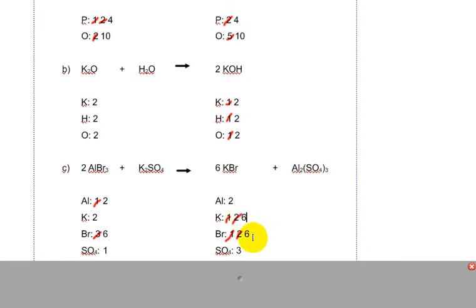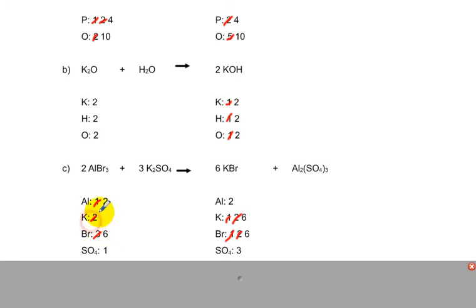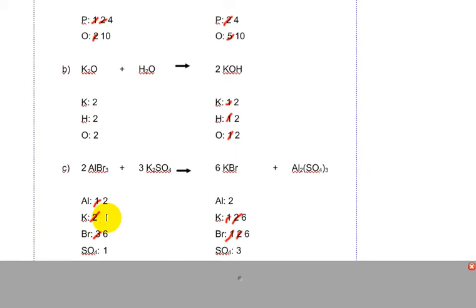So 6 bromides, 6 potassiums. To get 6 potassiums on this side, for every potassium sulfate here, you can see I have 2 Ks. So if I put a 3 in front of there, that's going to give me my 6 potassium. So cross that out. And I now have 6. Okay, so far so good.